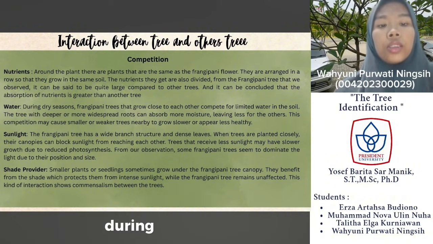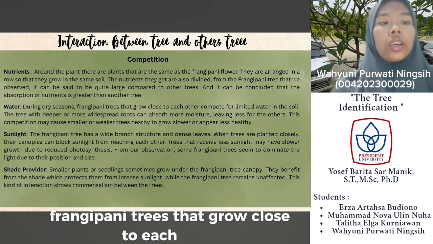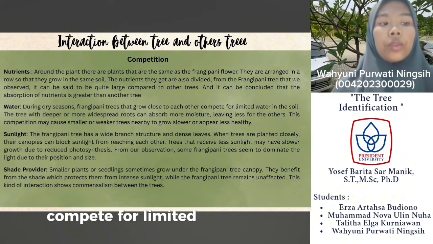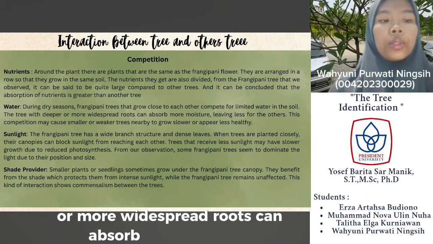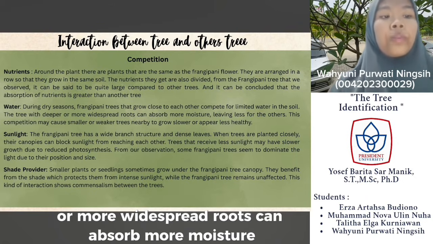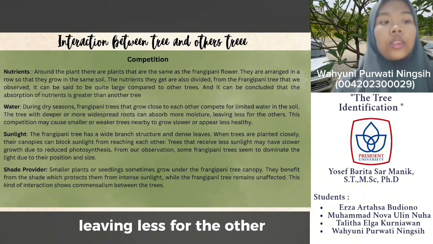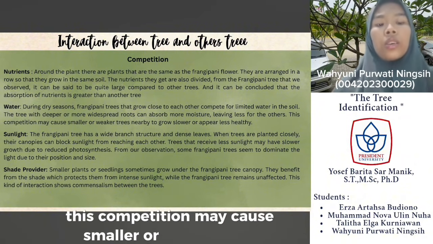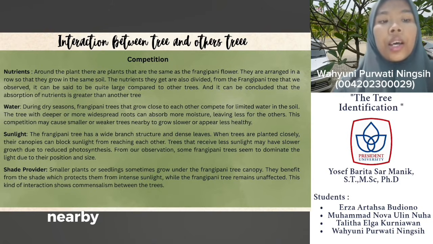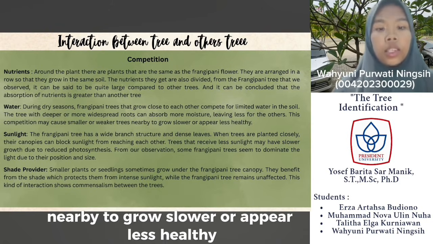Water. During the dry season, frangipani trees that grow close to each other compete for limited water in the soil. The tree with deeper or more widespread roots can absorb more moisture, leaving less for the other. This competition may cause smaller or weaker trees nearby to grow slower or appear less healthy.